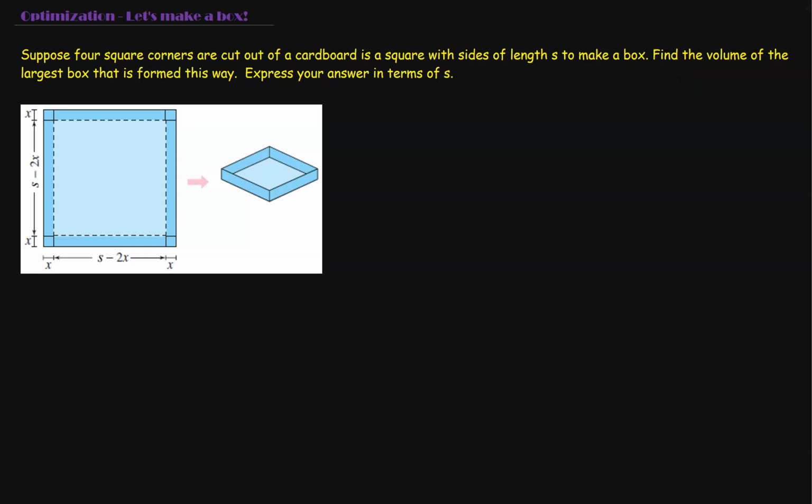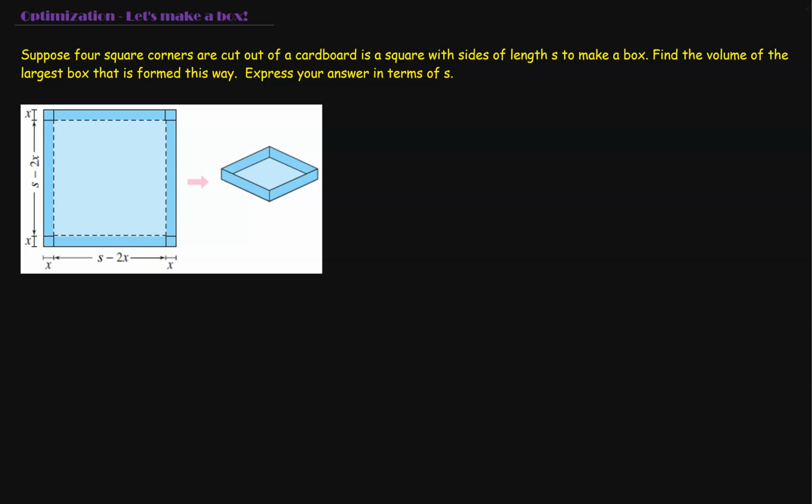In this optimization problem, we are making a box out of a square piece of cardboard. You have a square of length s, and you're going to cut x out of each of the corners. Then your dimensions would be s minus 2x by s minus 2x.